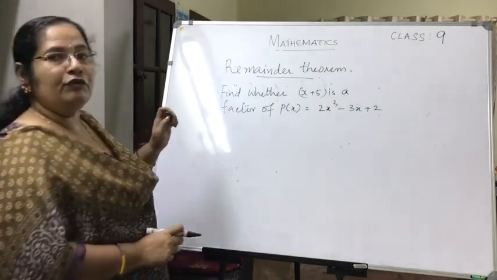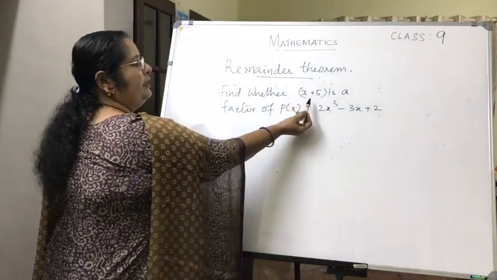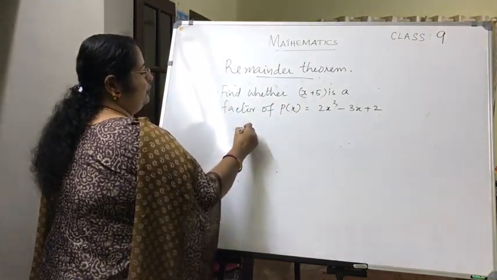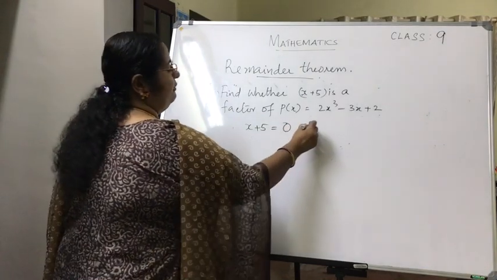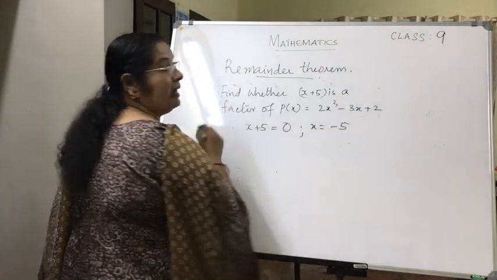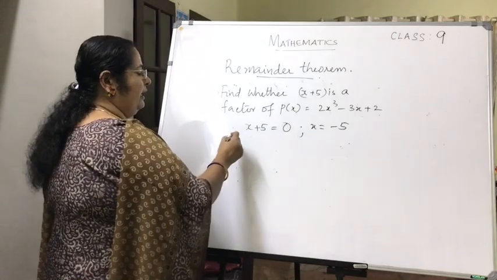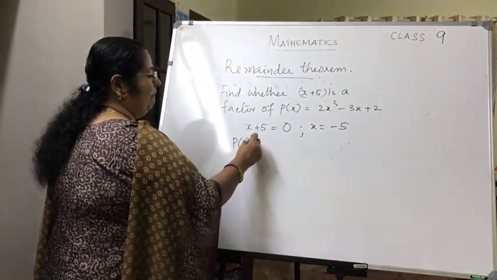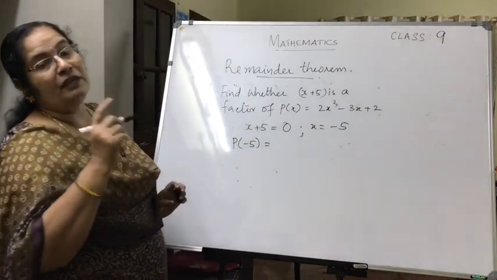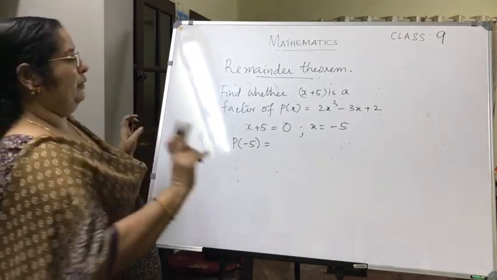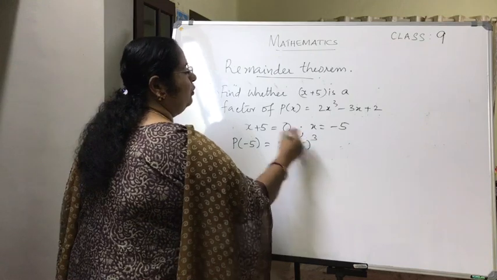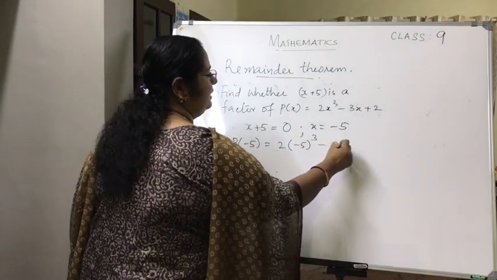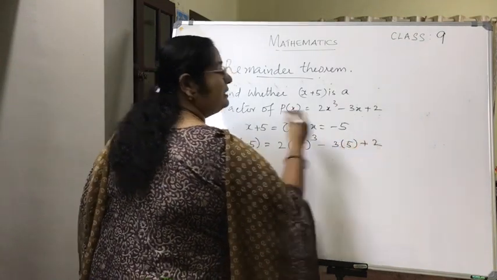For that, what are you going to do first? Find the 0 of the linear polynomial. So x plus 5 equals 0. What is the value of x? X equals minus 5. Now what are you going to find? You are going to find p of minus 5 and see whether p of minus 5 is equal to 0. Let us do it. 2 into minus 5 the whole cube minus 3 into minus 5 plus 2.